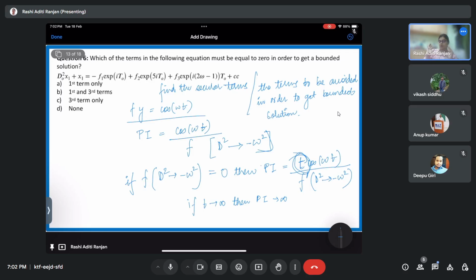So the question says: which of the terms in the following equation must be equal to 0 in order to get a bounded solution? We have to find the secular terms, correct? If you see here, we have d naught square x1 plus x1. If d naught square is replaced by minus 1, then that is a secular term. So I have to find the term wherein I have 1.